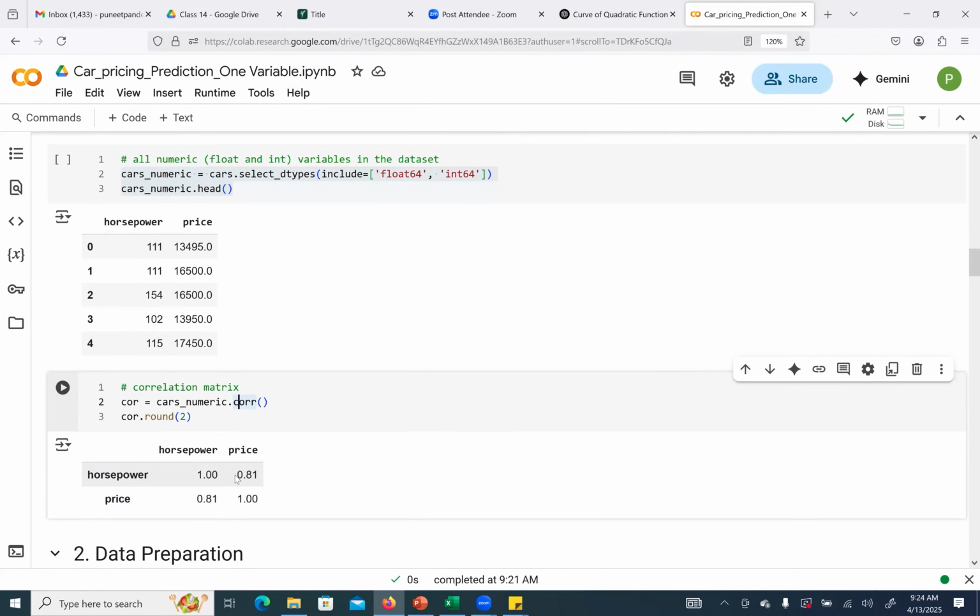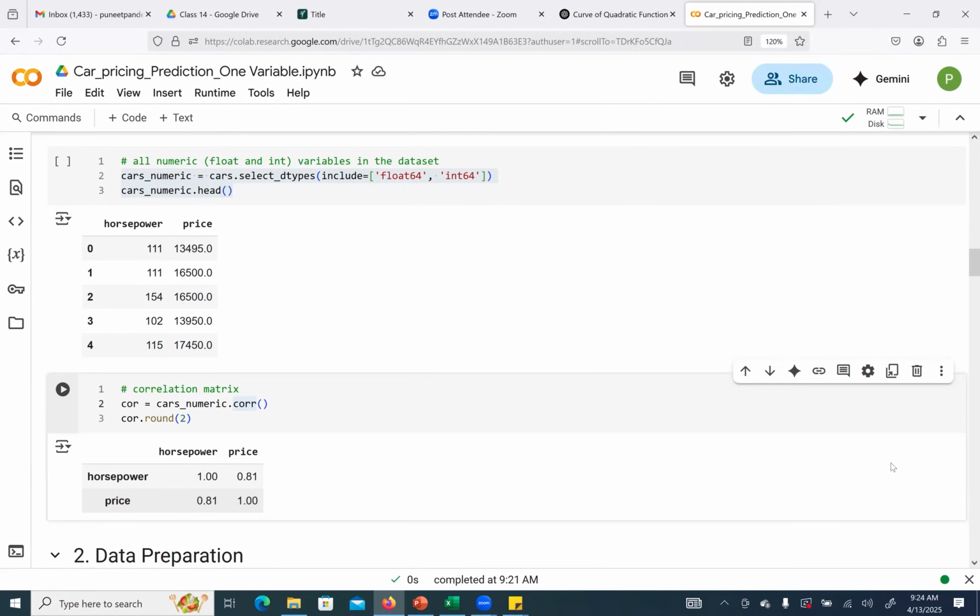Correlation between horsepower and price is 0.81. And similarly, between price and horsepower is also 0.81, right? Whether you are calculating correlation between variable 1 and variable 2, or variable 2 and variable 1, it does not matter. It will give you the same value. That's why the correlation value between horsepower versus price and price versus horsepower is exactly the same, that is 0.81. Sir, this correlation, is it the same thing we discussed, like correlation, covariance? Right. Yes. Same thing only, right?